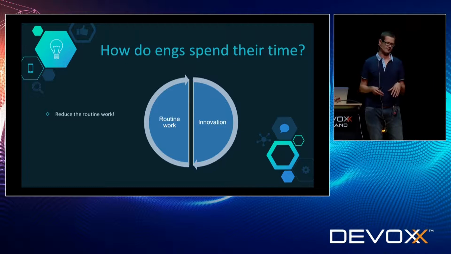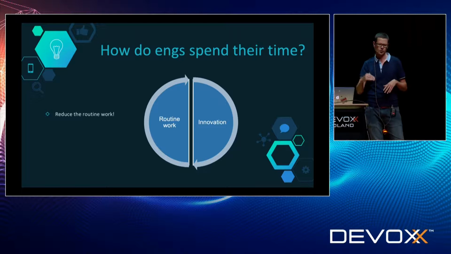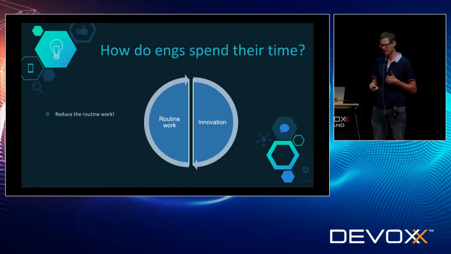One of the best ways is to make that routine work really small. Let's say in this example it's 50-50. If I halve the routine work, I'm going to have 25% routine work and 75% innovation. That's pretty amazing. This really helps with productivity. So that's the strategy that we can use.